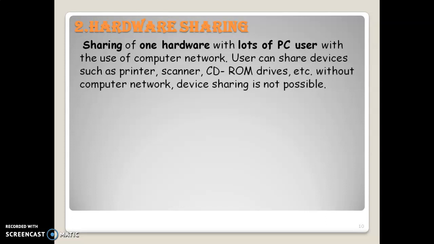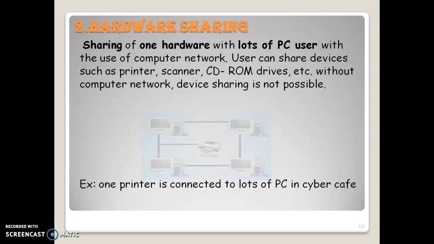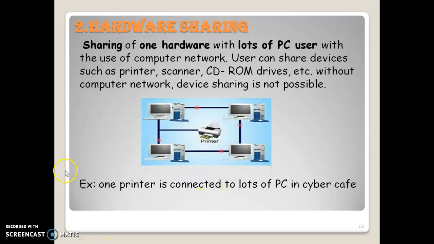The second need is sharing of hardware resources. We can share one piece of hardware with lots of PC users with the use of a computer network. We can share printers, scanners, CD-ROM drives, etc. Without a computer network, device sharing is not possible unless we use some extra hardware. But when they are connected with a network, you can share them easily. Here is an example: this is one printer, and it is connected to all the other devices, and these devices are also connected with each other. So this is hardware sharing.